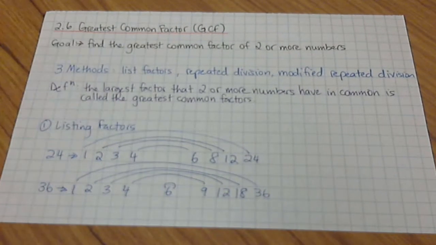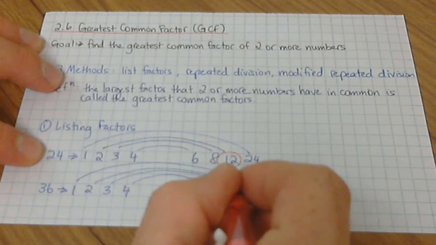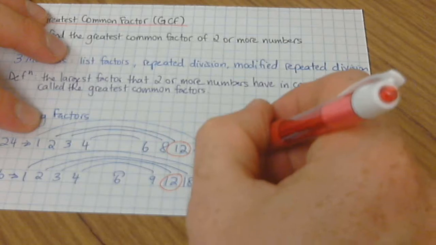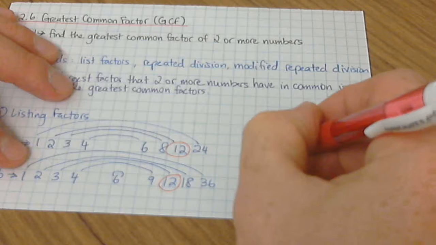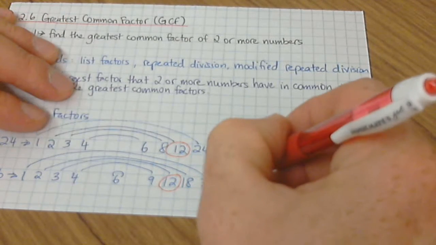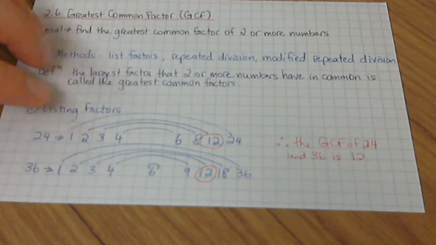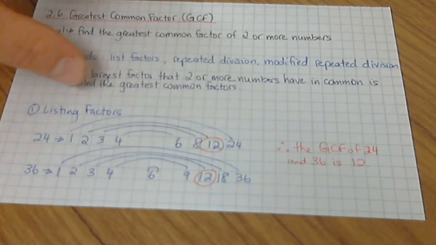So basically what I do to find the greatest common factor is look on both lists and see what the biggest number is that they share. In this case, the biggest number that occurs on both lists is 12. Then we use this nice little symbol, which looks like 3 dots in a triangle. We say therefore the GCF of 24 and 36 is 12. Okay, so that's the first method, listing factors.